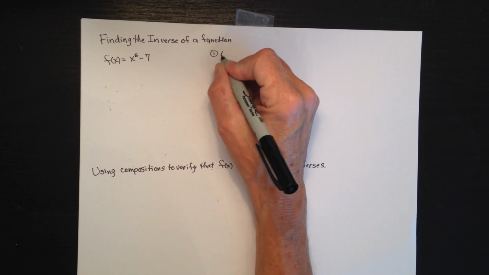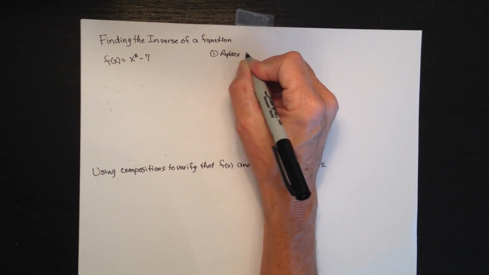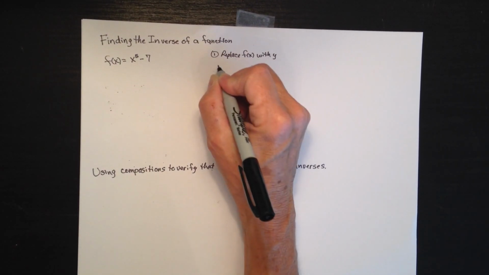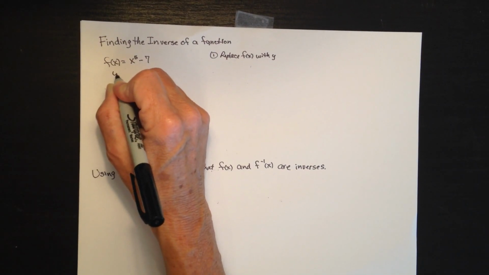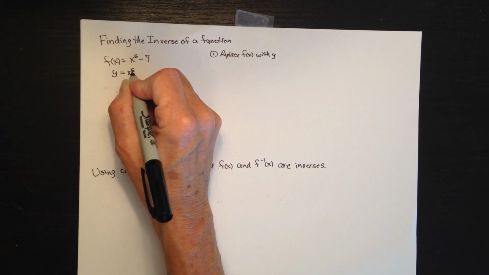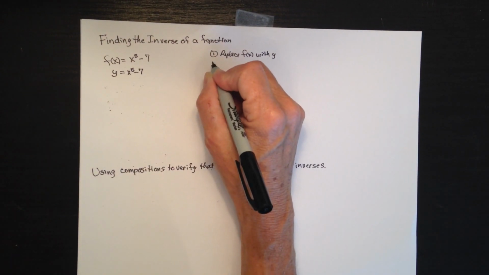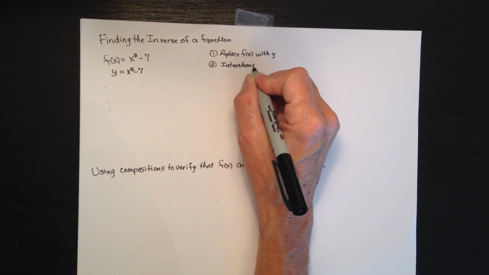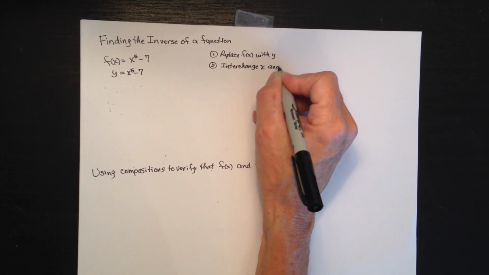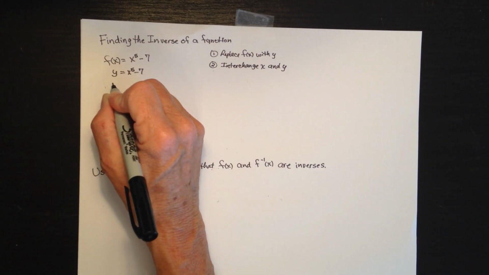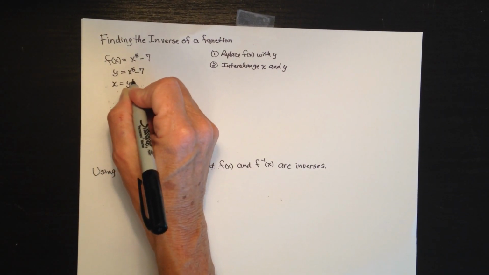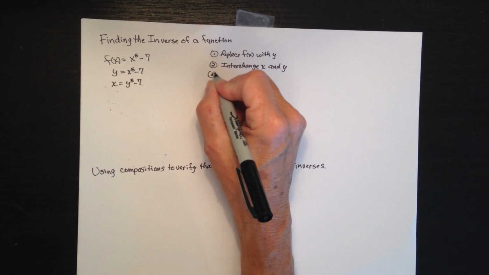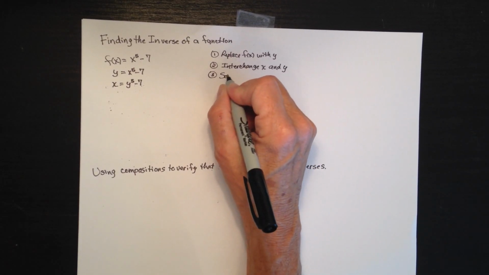The first one is to replace f of x with the variable y. If we did that, we would replace this right here. The second step is to interchange x and y. So right here, we're going to say x is equal to y to the fifth minus 7. They just switch places.